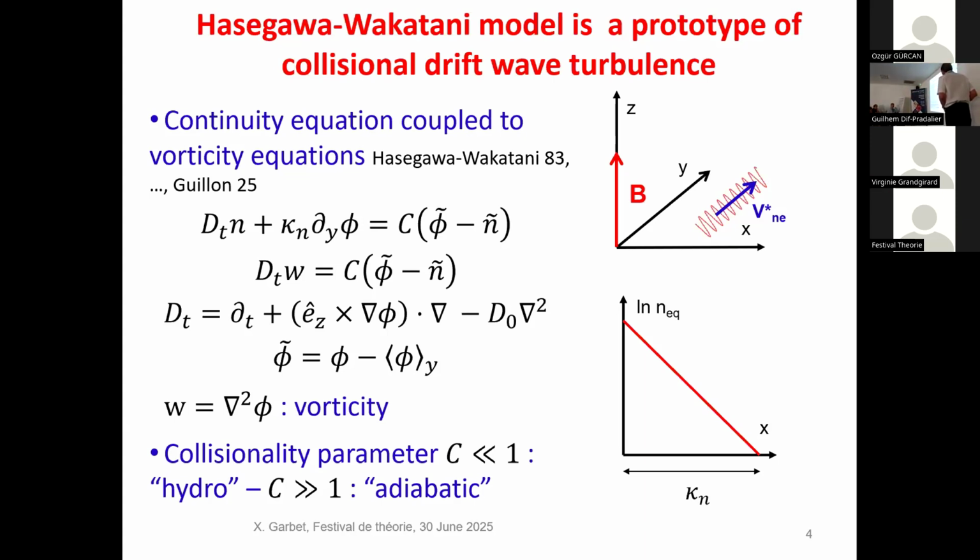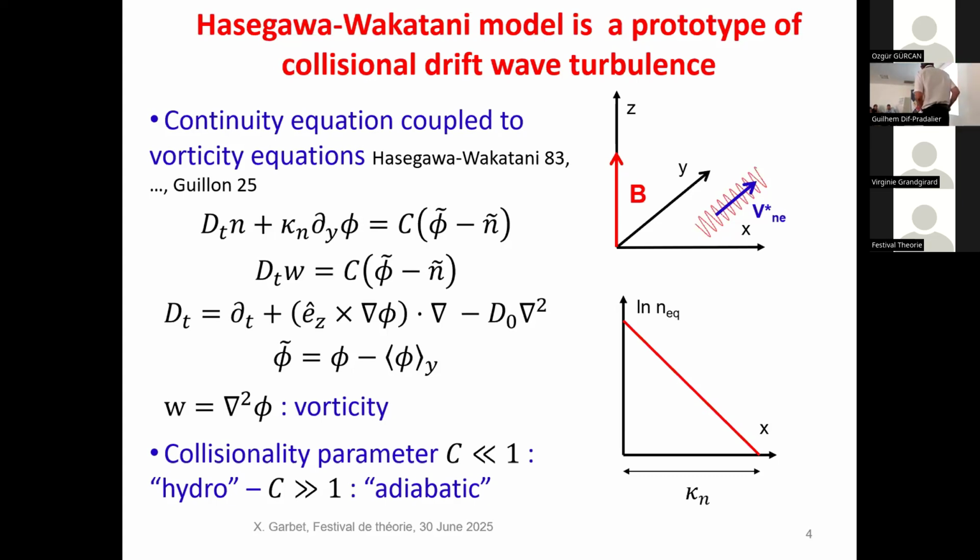This can be seen from the advective operator here, which essentially involves the velocity, a cross product between the z vector and the electric potential gradient. And of course, there are small molecular diffusion coefficients, which may not be the same for density and vorticity.